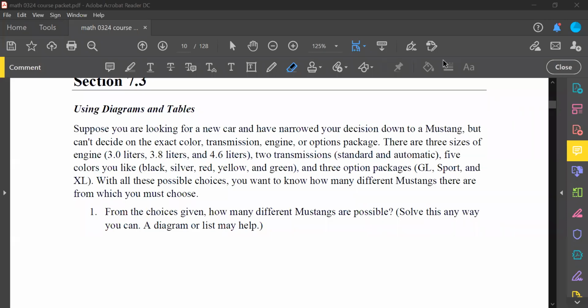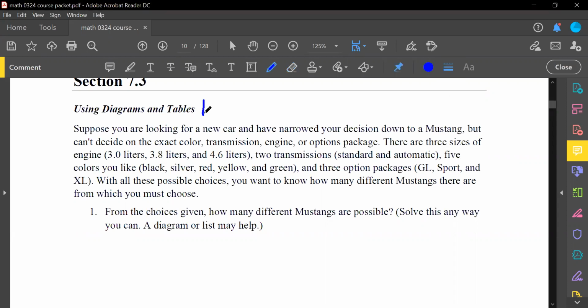Hey everybody, so 7.3 did not record from Thursday, so I'm just making a video of it. The first thing I thought I'd do is this is over the 1324 stuff. We talked on Thursday in class about diagrams and tables and something called the multiplication principle. This is something that is taught in 1324, and we'll work our way through it.